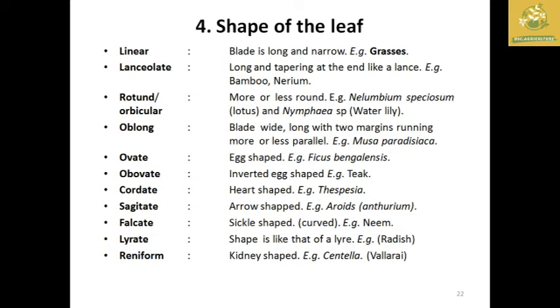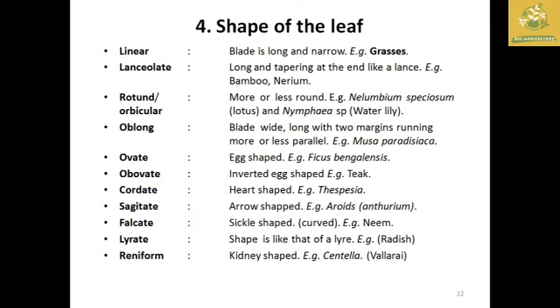And the fourth one is the shapes of the leaves. They are linear, where you can see long and narrow ones, and lanceolate, where the leaves are long and tapering. For example, in bamboo you can see the straightforward shape. And round or orbicular, which are more or less rounded, example water lily. And oblong. You can classify them because the shapes tell you the names.